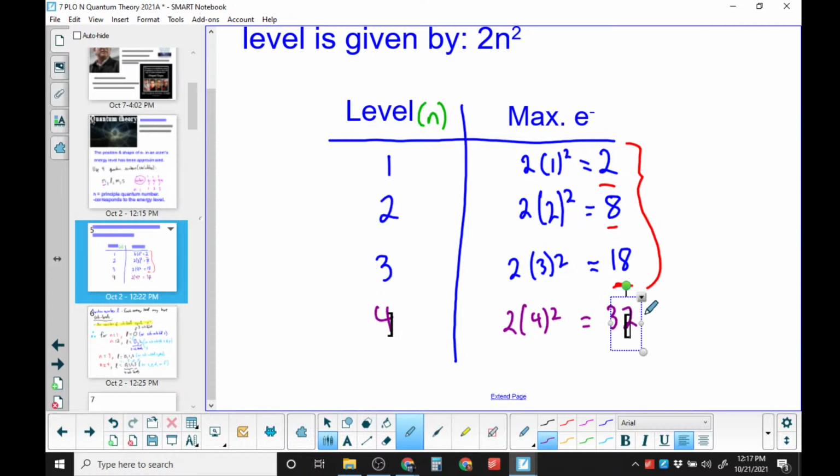These are familiar numbers. The 2, 8, 8, 18, 18, 32 is a familiar thing from Bohr. So we're on the right track. For some reason, quantum thinks that these jump per energy level. So we do have to work out why that is happening. We haven't done that yet.